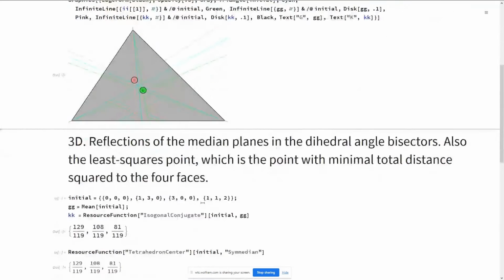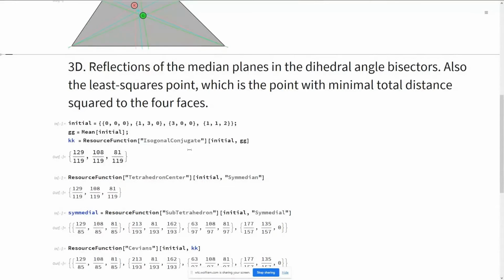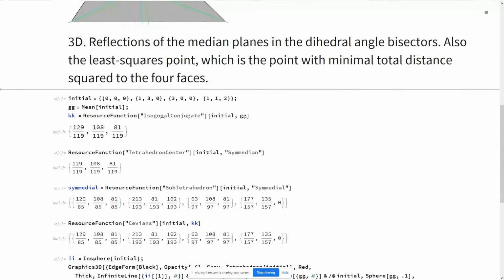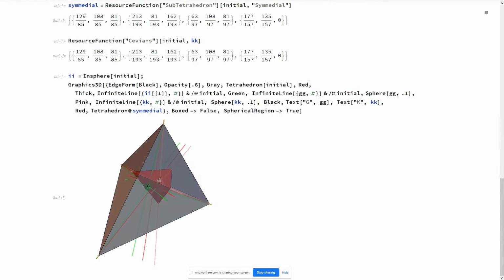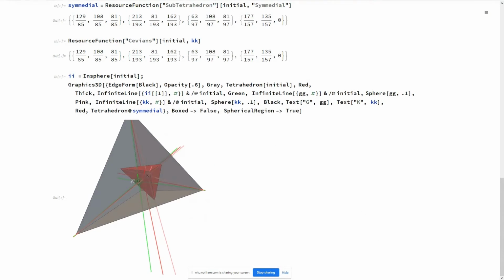The same thing can be done in 3 dimensions. Reflections of the median planes or the dihedral angle bisectors, it turns out for any given point, for the 6 dihedral bisecting planes, they will still intersect as shown here. And that's the isogonal conjugate in 3 dimensions.